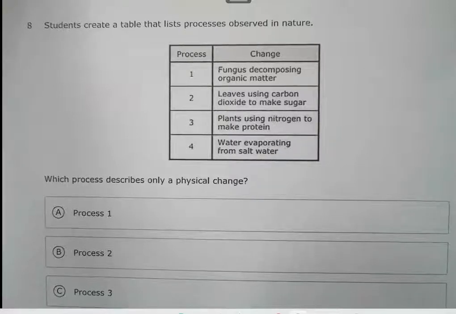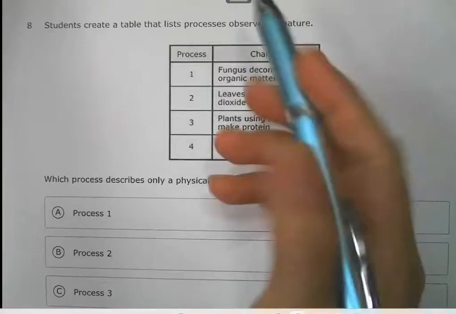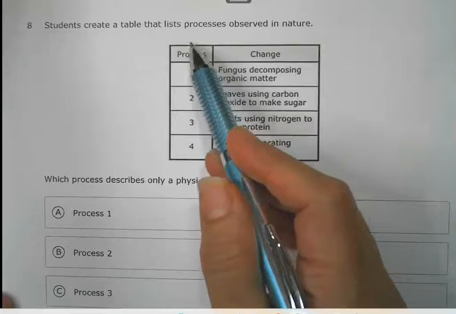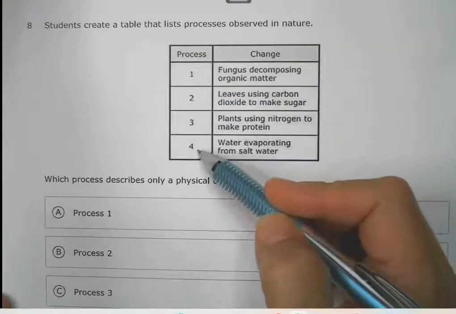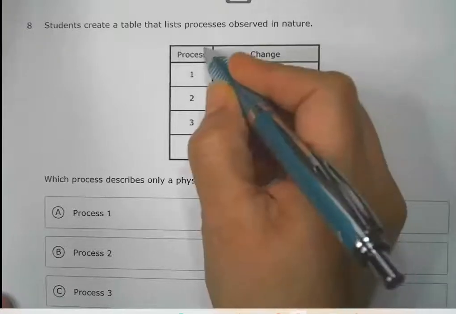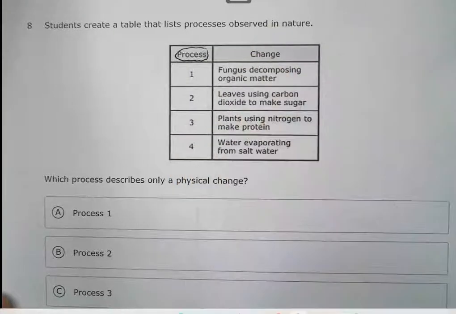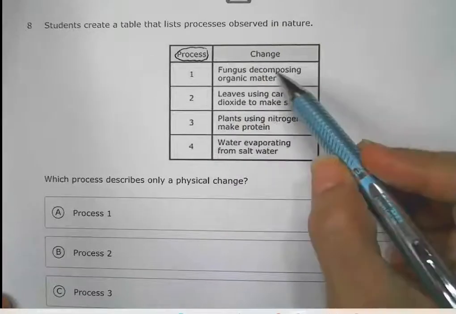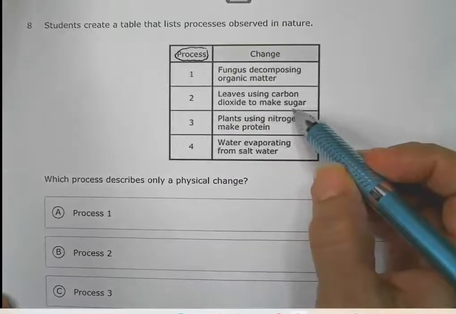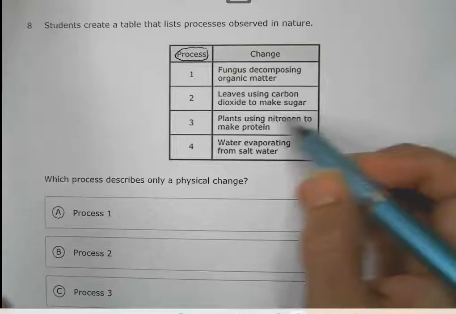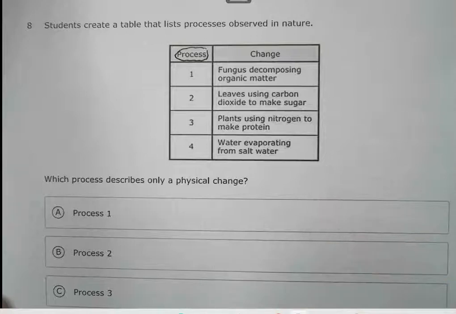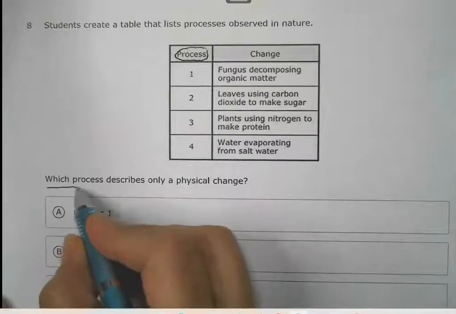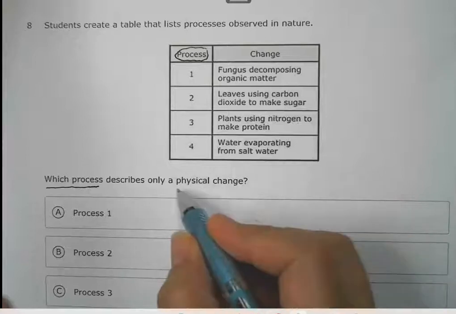Guys, so here we are with question number 8. It says students create a table that lists processes observed in nature. Here are the processes. We have 4 processes, and these are the changes that they observe: fungus decomposing organic matter, leaves using carbon dioxide to make sugar, plants using nitrogen to make protein. And the question is asking, which process describes only a physical change?